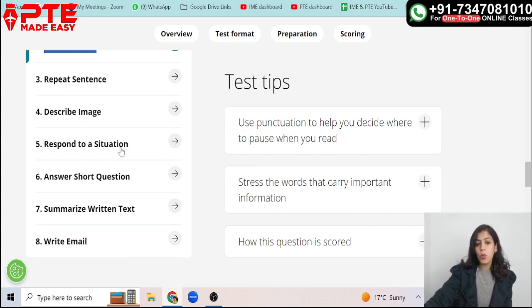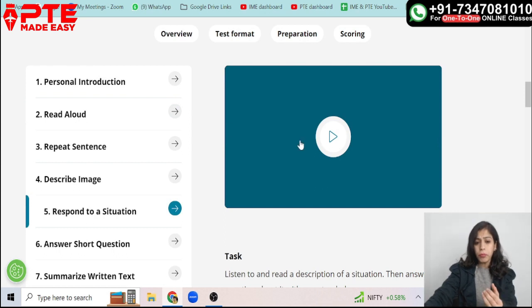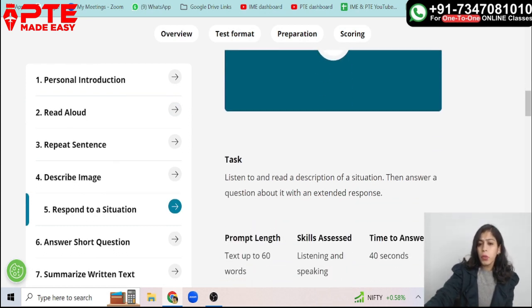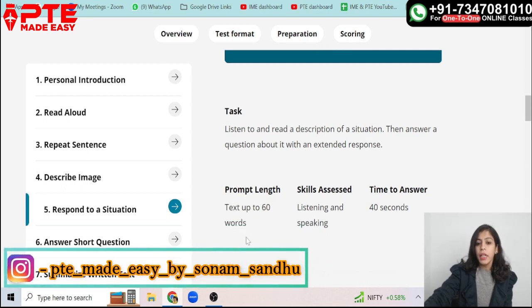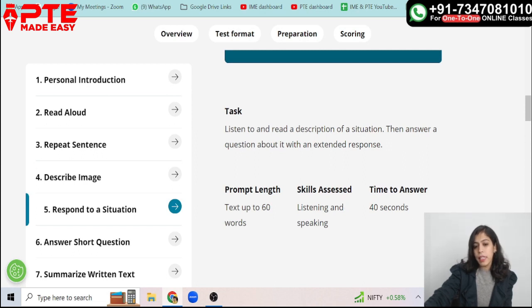Respond to a situation is the first task. In PTE Academic we have retell lecture, and here in PTE Core we have respond to a situation. What exactly happens in respond to a situation? You are going to listen to and read a description of a situation, and then answer a question about it with an extended response. The prompt length is around 60 words. Skills assessed are listening and speaking, and you get 40 seconds to answer.